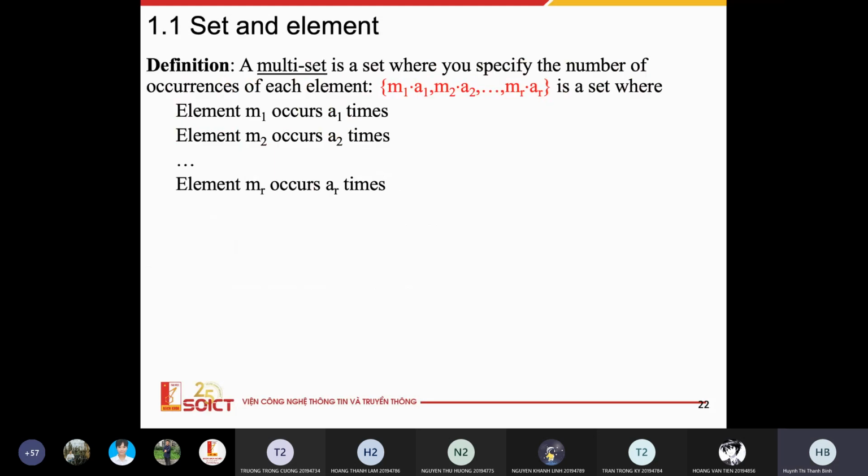A multiset is a set where you specify the number of occurrences of each element. For example, m1·a1, m2·a2, and mr·ar is a multiset where element a1 occurs m1 times, element a2 occurs m2 times, and element ar occurs mr times.